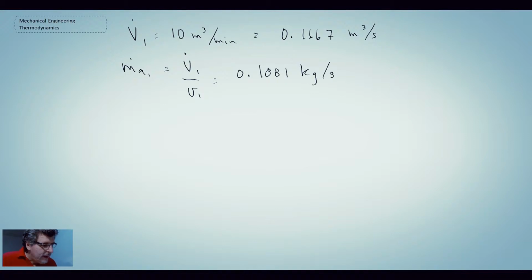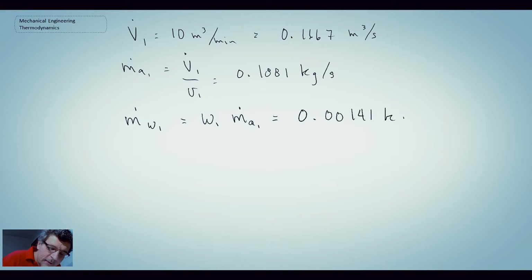So that's one thing we have. Now, another thing, we can determine the mass flow rate of water at state 1. So that's the mass flow rate of water entering, knowing the specific humidity at 0.1 and the mass flow rate of dry air there. And we get that to be 0.00141 kilograms per second. So that's another piece of information that we have.